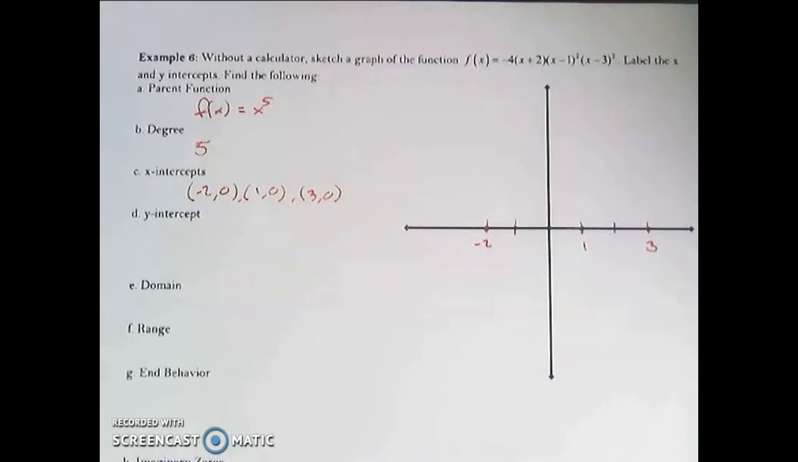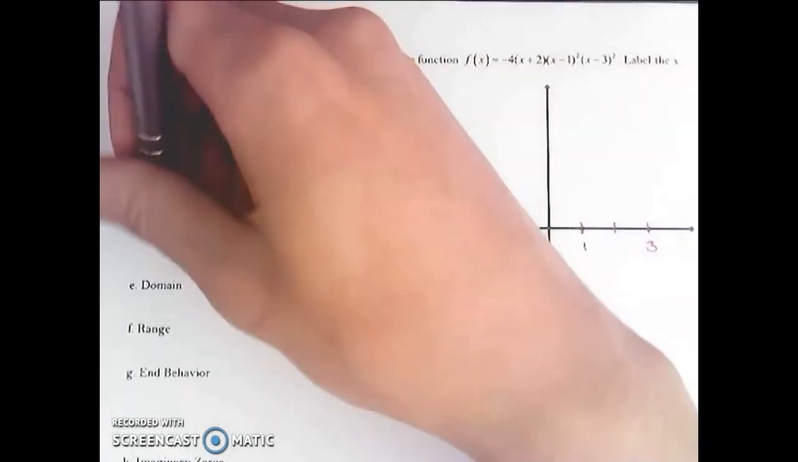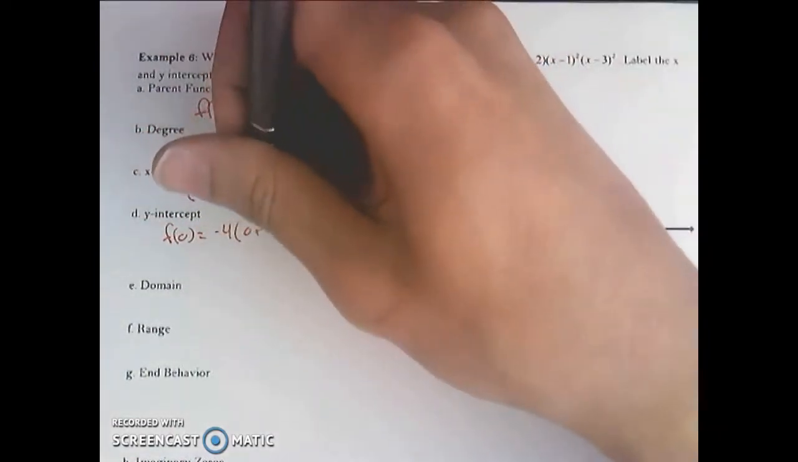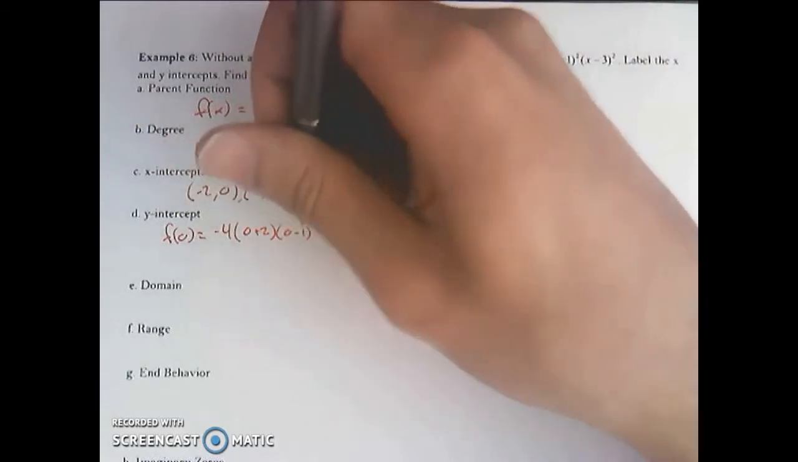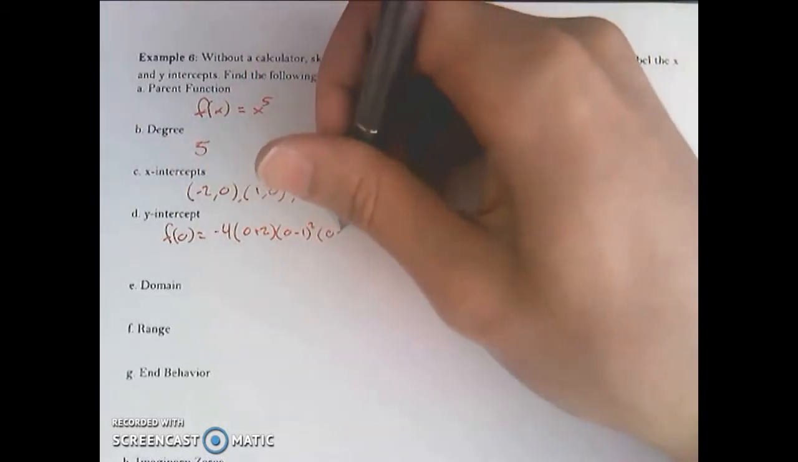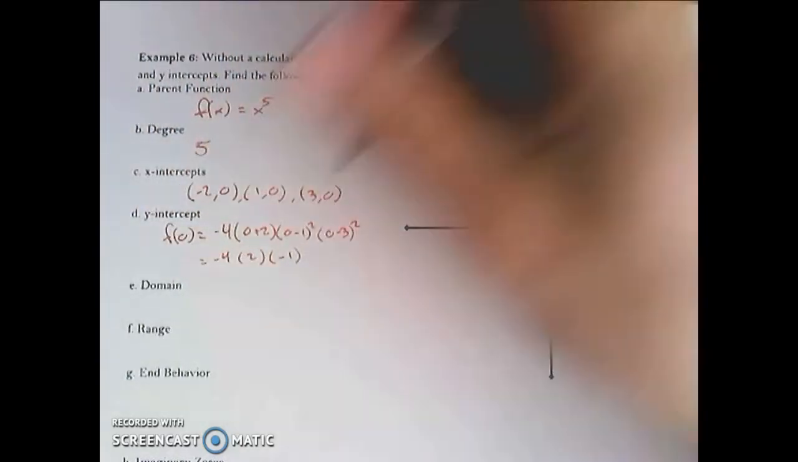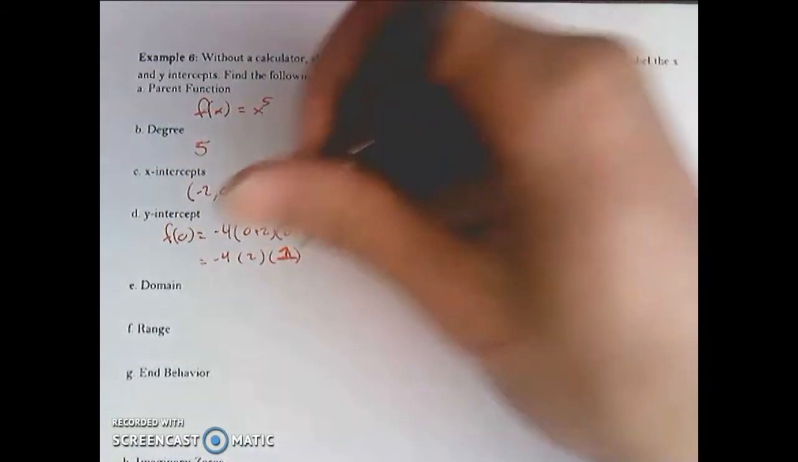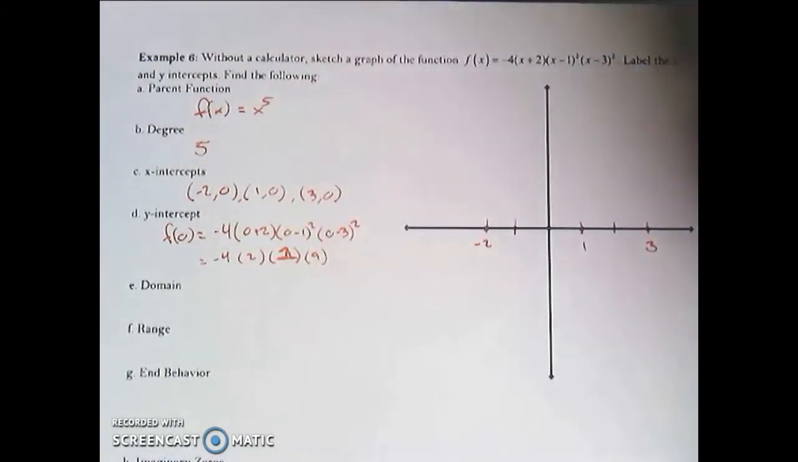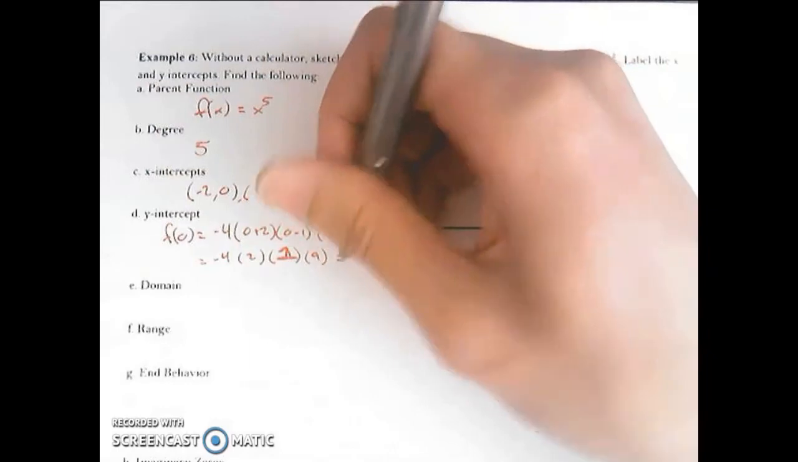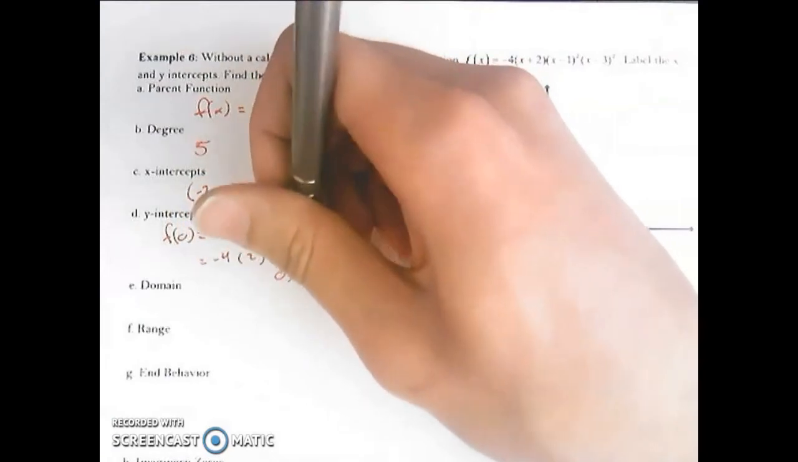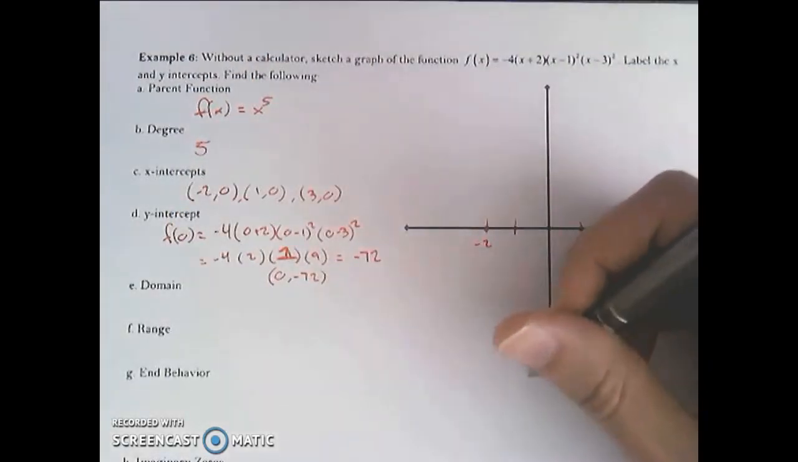To find the y-intercept, we can plug in 0 for x. So we're finding f of 0, which is -4 times 0 plus 2 times 0 minus 1 squared times 0 minus 3 squared. So we have -4 times 2 times, that should be +1, and then times +9. Multiply -4 times 2 times 1 times 9 gives us -72. So we've got a y-intercept of 0, -72. So we can plot that. That's all the way down here.